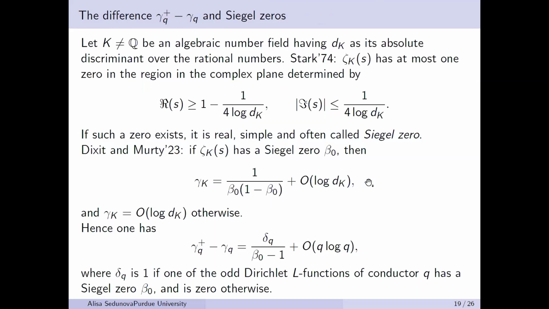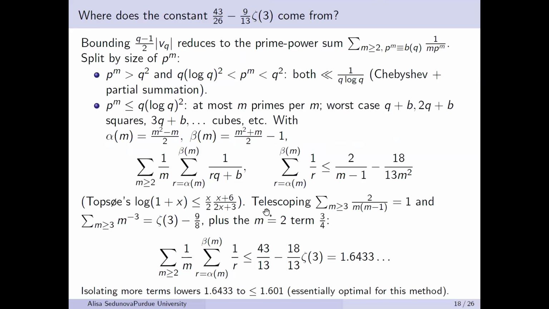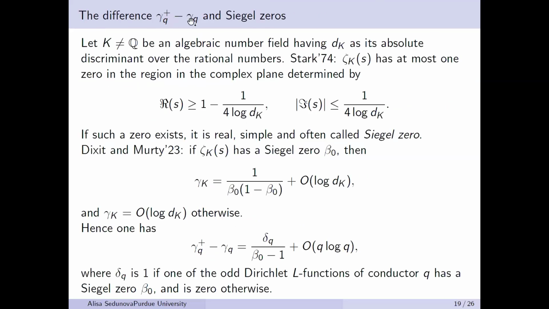And now let me outline once again that there is a very strong connection to the Siegel zeros, and we are using that really a lot and in a technical way. You can connect the difference between gamma q plus and gamma q with Siegel zeros in the following way. If K is not the rationals, and dK is the absolute discriminant over the rational numbers, then zeta K has at most one zero in the region in the complex plane. And if this zero exists, it must be real, and this is called a Siegel zero.